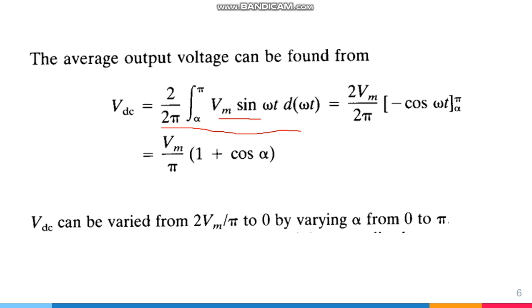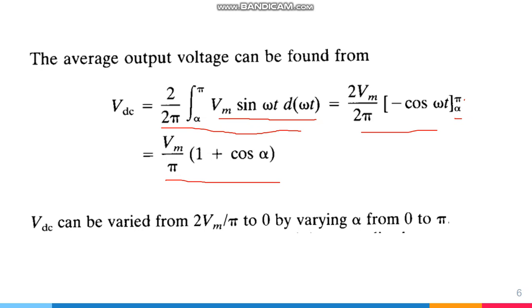And this is the quantity V input. V is equal to Vm sin omega t. This was integrated, so we get this expression 2 Vm over 2 pi multiplied by minus cos of omega t, and limits are from alpha to pi. The net expression is Vm over pi times 1 plus cos alpha. So VDC can be varied from 2 Vm by pi to 0 by varying alpha from 0 to pi.